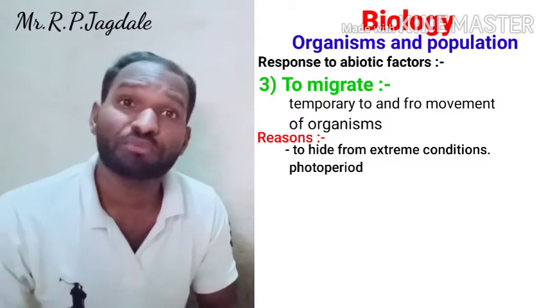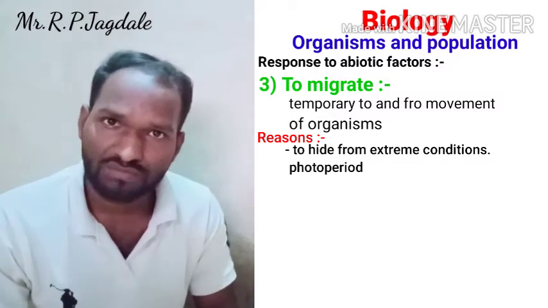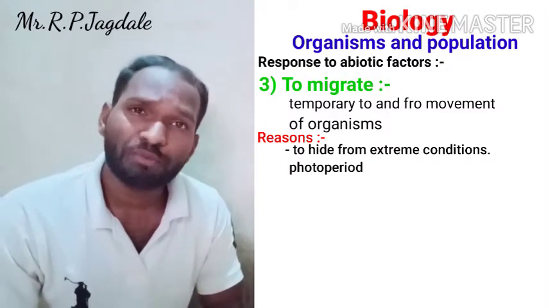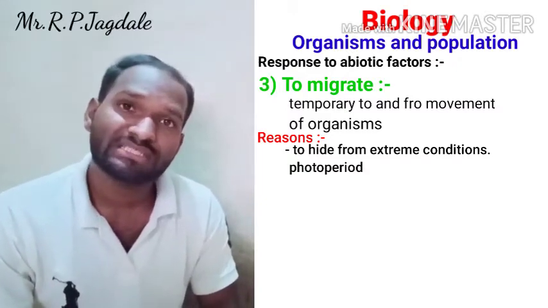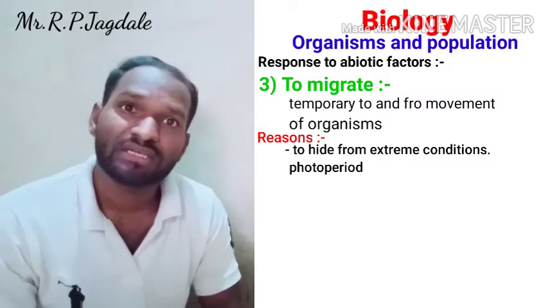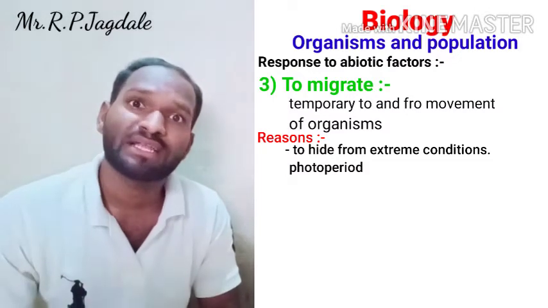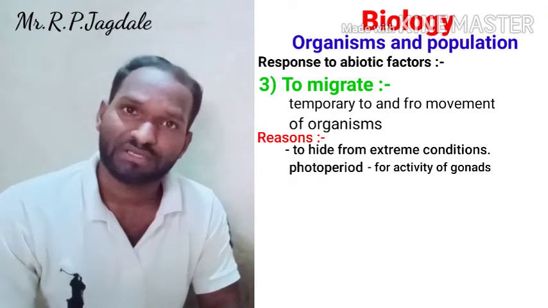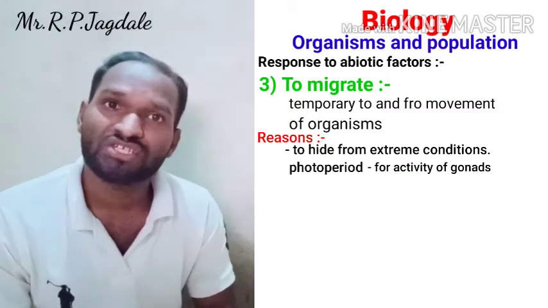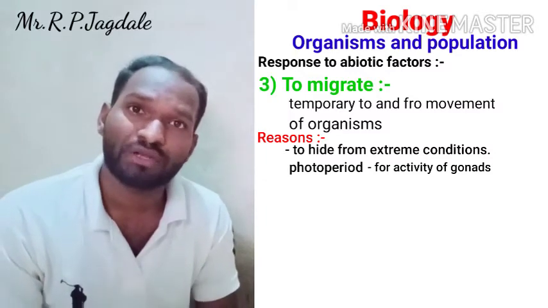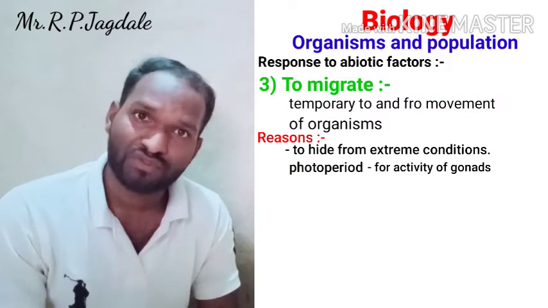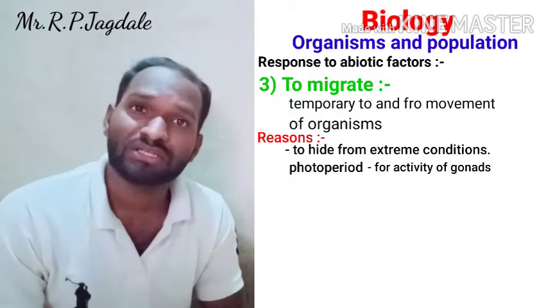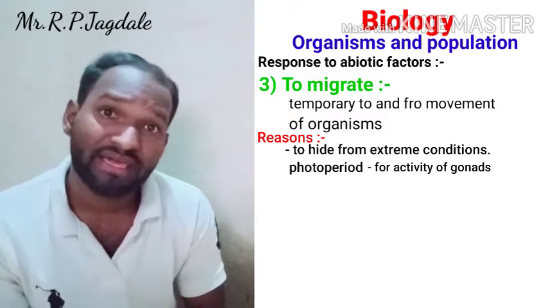The second and most important reason is the photoperiod. Most of the birds and the fishes show migration. Photoperiod is very important because for a certain photoperiod the organisms change their places. Photoperiod is important for gonad activity. The activity of gonads is dependent on the photoperiod. Some of the birds or fishes require a certain photoperiod or certain temperature for reproduction. So in their native places, such favorable conditions are not there, so they migrate to places where the favorable conditions are there.